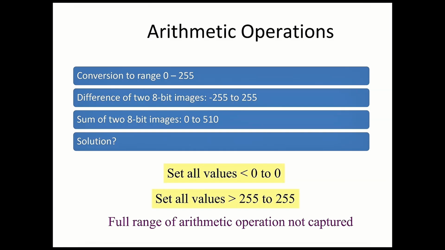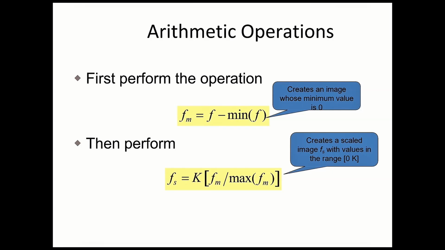In order to convert it back, one way is to set all the values less than 0 equal to 0, and greater than 255 equal to 255. But this is like cutting off, clipping off. I'm losing information, the full range of information is not captured. So one way is to normalize it again to 0 to 255.